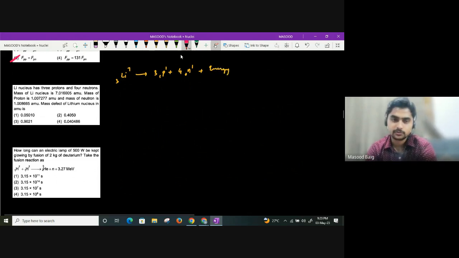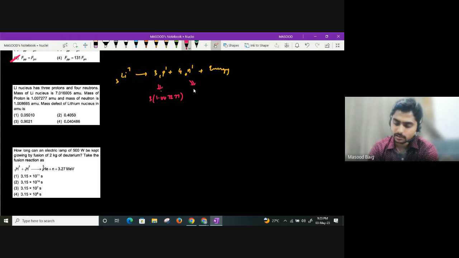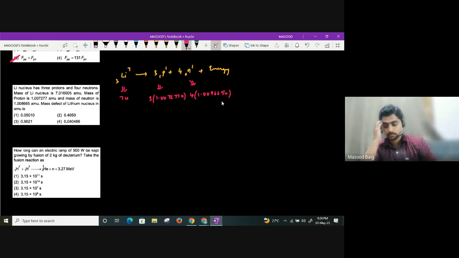They're asking us mass defect again. So what is mass of proton given? I can just multiply here, guys. This total mass will be 3 into mass of proton, which is 1.007277. Such type of questions will not be given in NEET again anyhow. 4 into what will I get here? 1.008665. Okay. And what will this value be? This value will be anyhow 7U, guys. Okay. So this you can take it as U and U. Clear, all of you, guys?